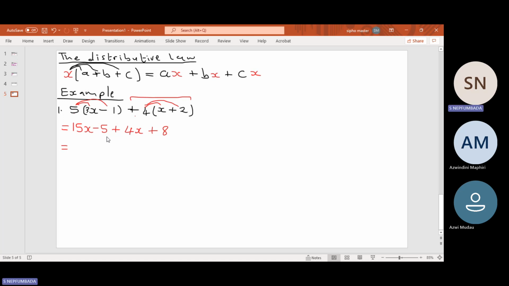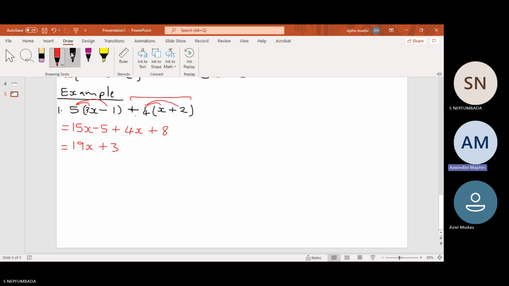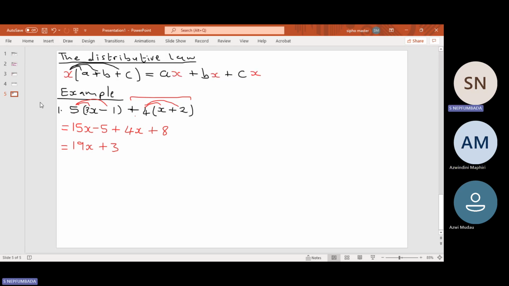So now it's 15x plus 4x, which is equal to 19x. Then we got minus 5 plus 8, which gives us plus 3. Is it difficult?